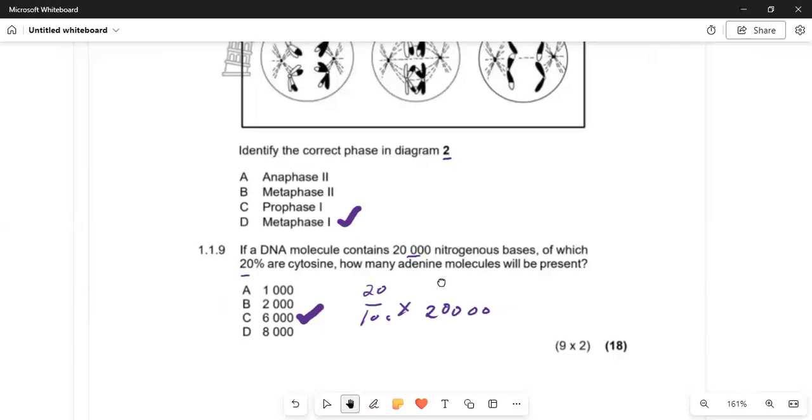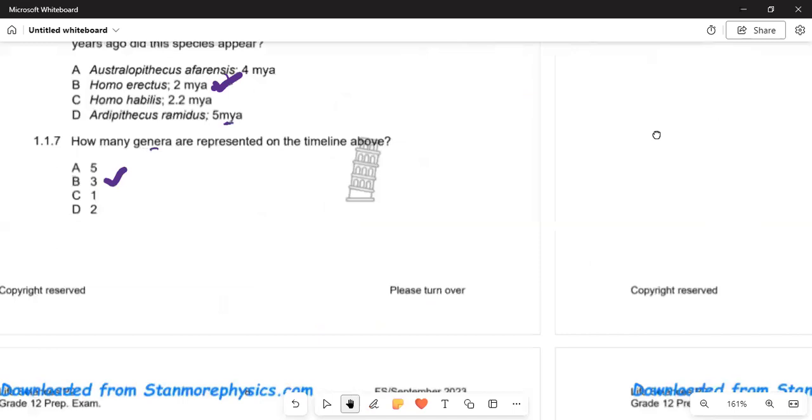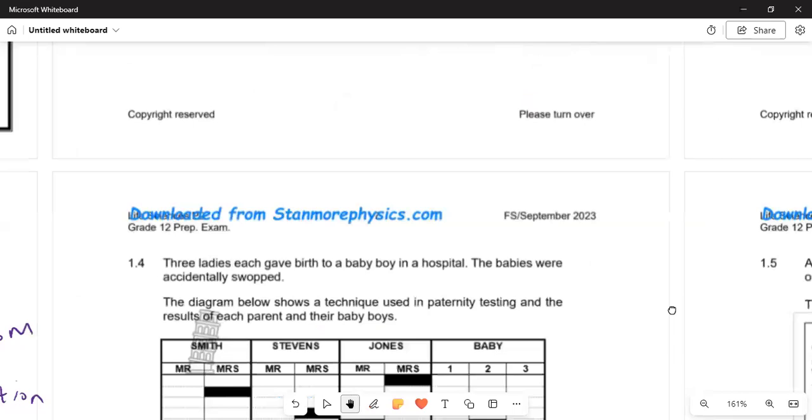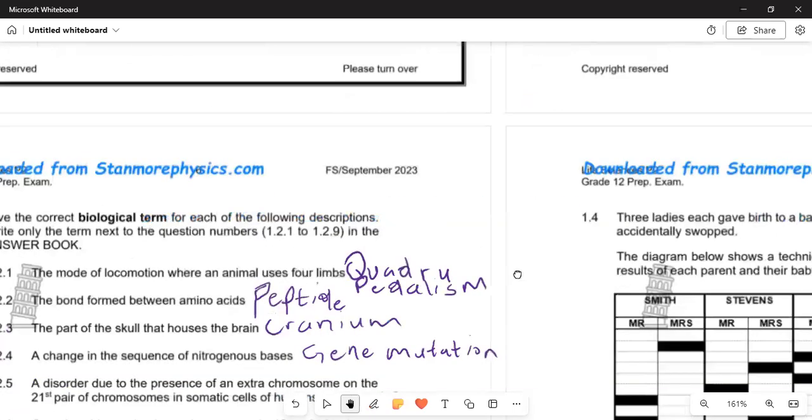And then moving on again, we see that we have some of the questions which need our attention. And when we are moving on, let us ensure that we are watching up until the end of our video. And then we move to 1.2.1.